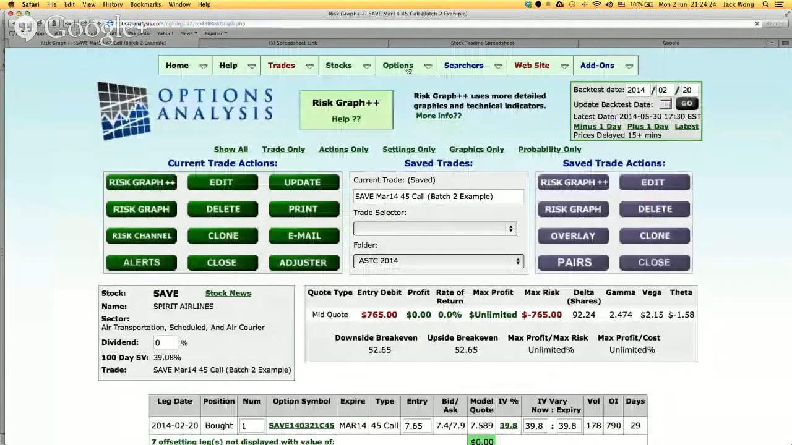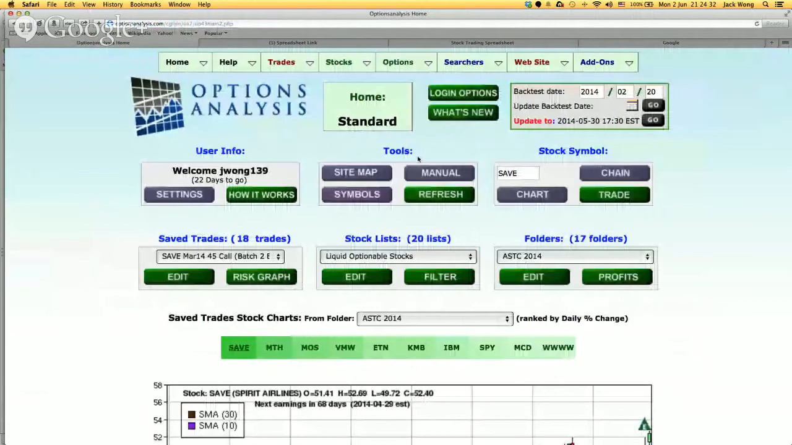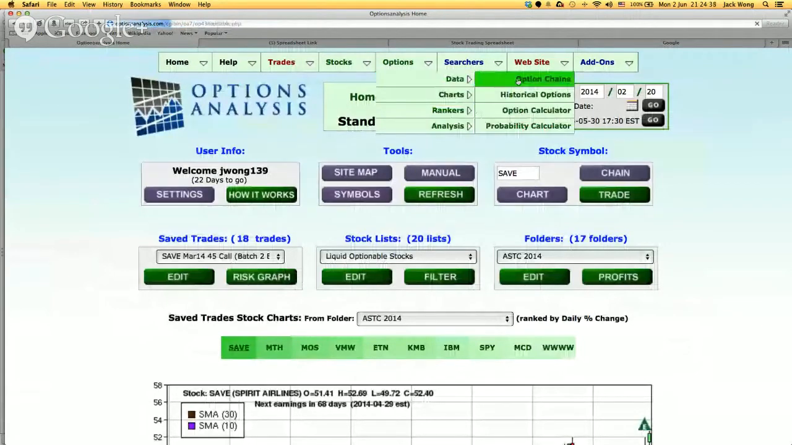Now, first thing is when you log in, you will come to this site map, called the standard page. So what you need to do is go to options, data, option chains.